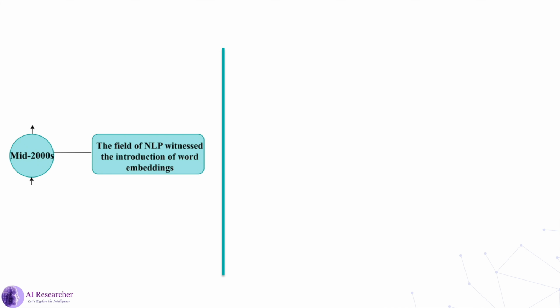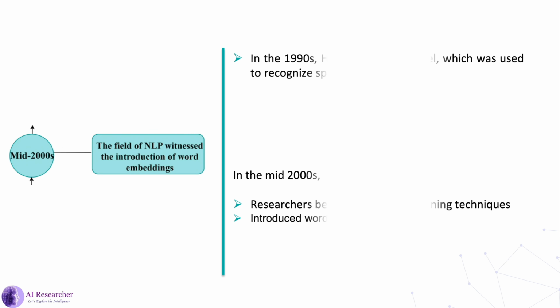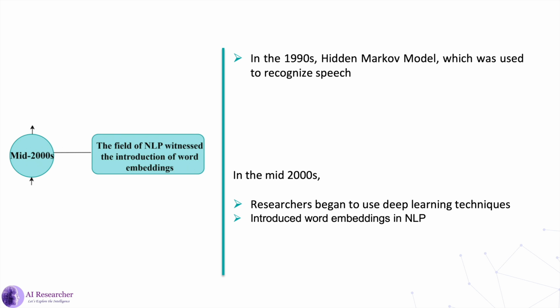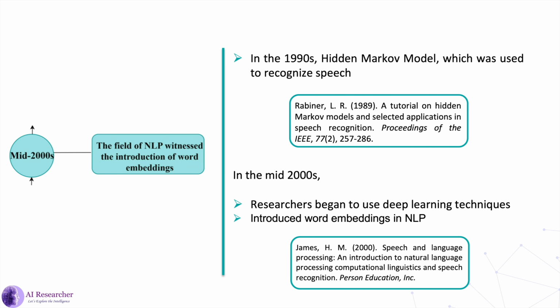In the 1990s, the field saw machine learning approaches for natural language processing, meaning that machine learning algorithms were used to learn from large amounts of language data. One of the earliest examples of this approach was the hidden Markov model, which was used to recognize speech. You can check one of the interesting papers on this. In the early 2000s, researchers began to use deep learning techniques, which are now a key component of modern natural language models. And in the mid 2000s, natural language processing saw a change with the introduction of word embeddings. You can also check one of the research studies on this, on speech and language processing.